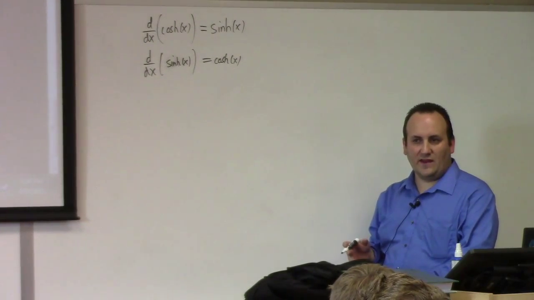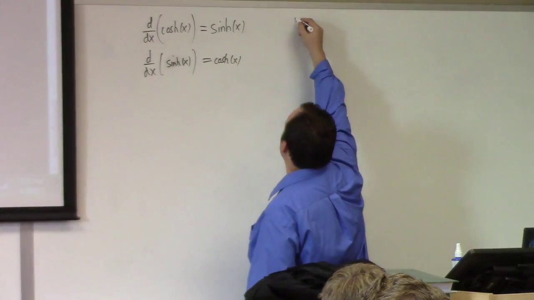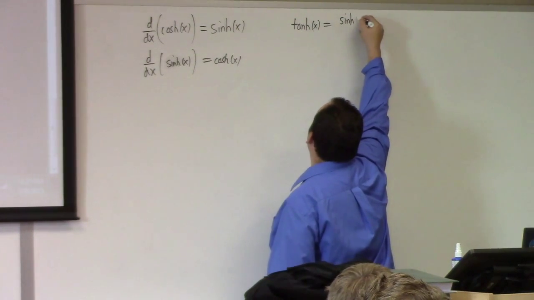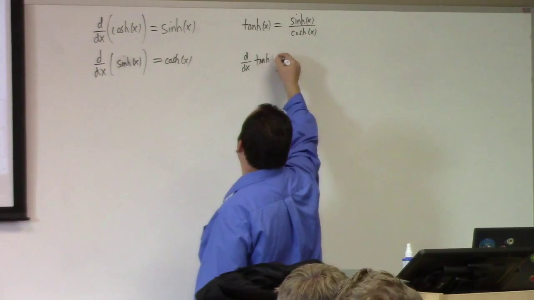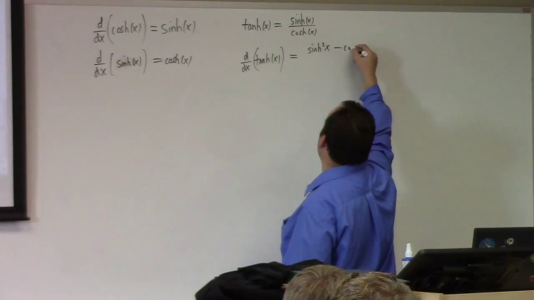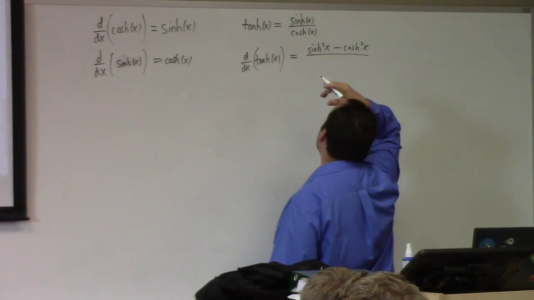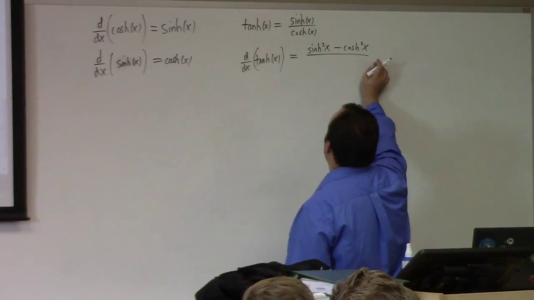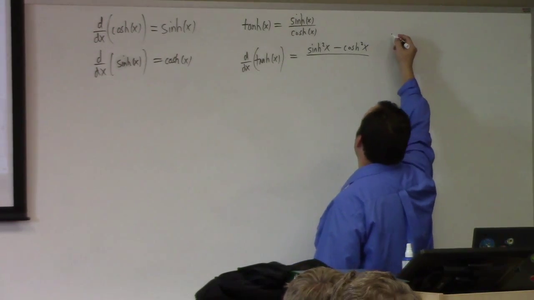There are some wrinkles. There are some signs that are missing. Like, what's the derivative of hyperbolic tangent? The hyperbolic tangent of x is what? Sinh over cosh, right? So if we talk about the derivative of hyperbolic tangent by the quotient rule, that's what? Sinh squared x minus cosh squared x, because I do top times derivative of the bottom minus the derivative of the top times bottom. Is that right? Or do I have this backwards? No, that's right. I'm sorry.